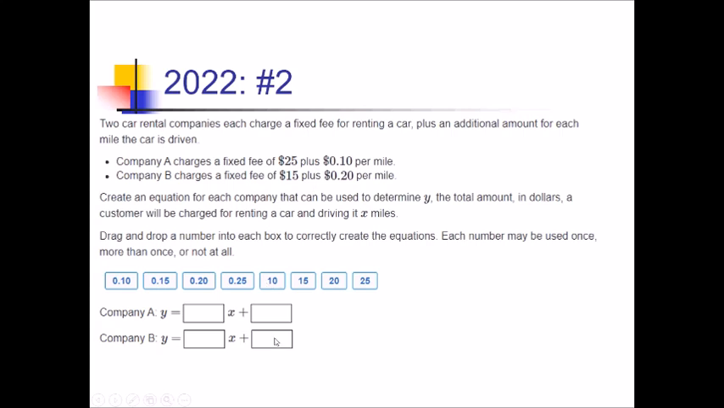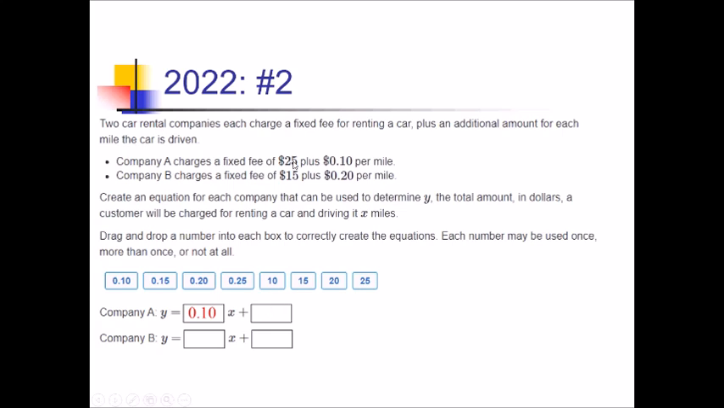So the way that this is going to work, we notice that in these boxes, one of the numbers is going to be multiplied by x, and the other number is just going to be kind of a constant that's being added on after the fact. So for company A, since we're doing 10 cents per mile, we're going to drag the 0.10 into this times x box right here, because x is the number of miles, so every mile we're multiplying that by 0.10. And then the fixed fee is what we're adding on after here.